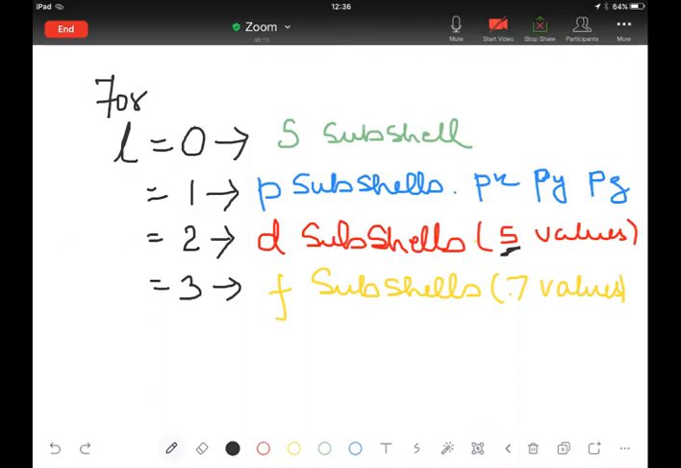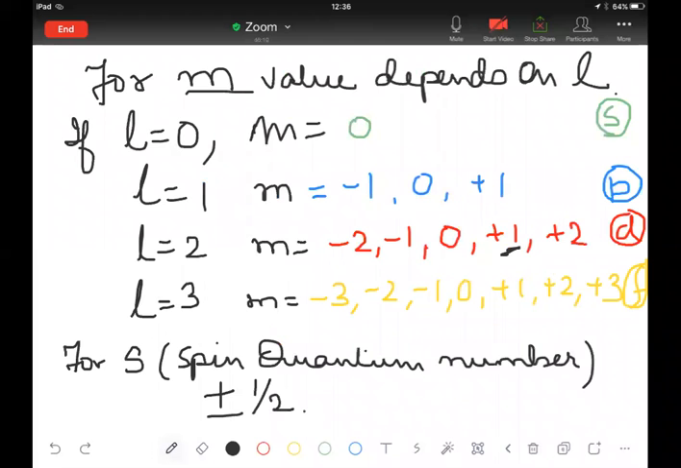So what are the values of M based on L, that I will try to explain just now. You see in this slide, if the value of L is equal to 0, the value of M necessarily will be equal to 0. If the value of L is 0, M has to be 0. It cannot be 1 or 2 or anything else, because the value of M is dependent on the value of L.